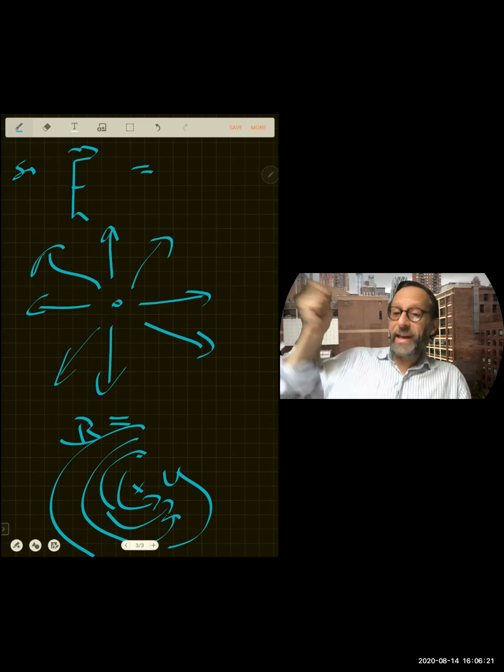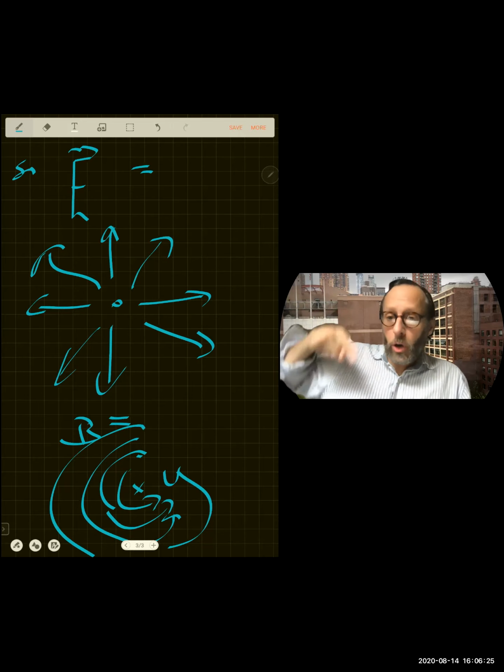Electric field lines emanate out from a point source. Magnetic field lines curl, loop around a current source.